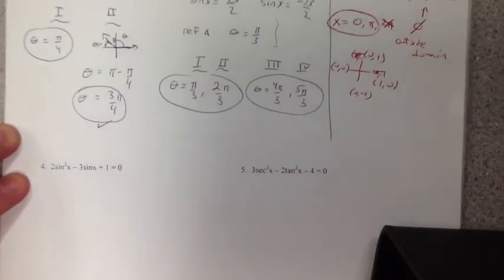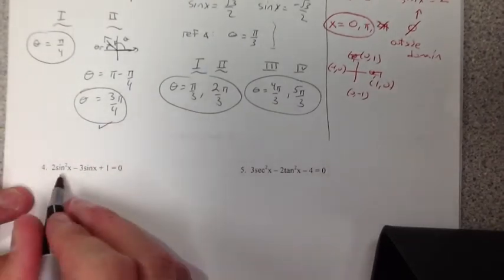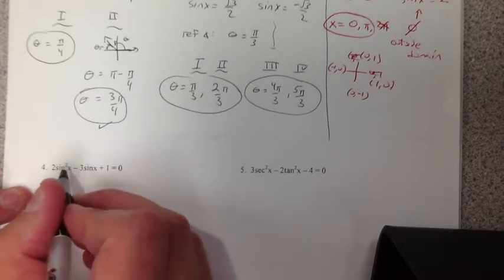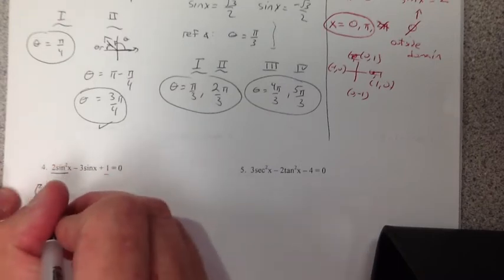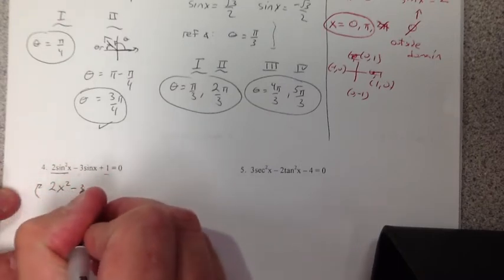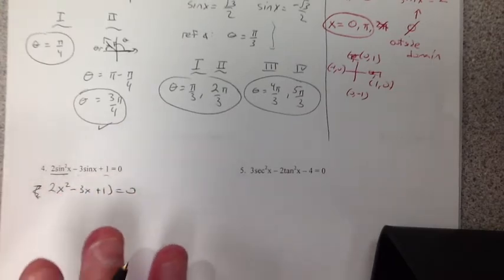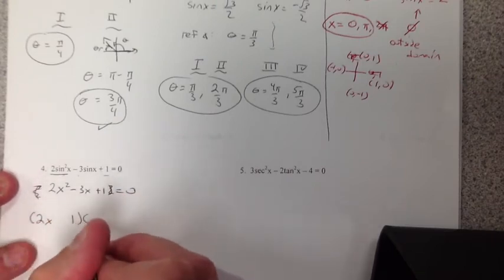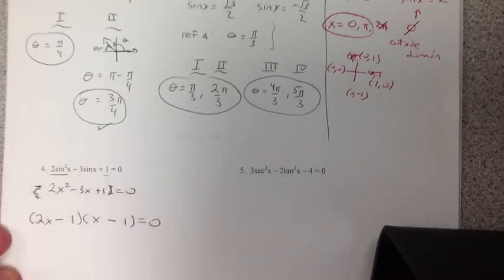Now, number 4 is an oldie but a goodie. We like number 4 down here. So if we can take a look at that one together. We have 2 sine squared of x minus 3 sine x plus 1. We're going to have to factor, okay? It's not too bad. If you need to, rewrite this as 2x squared minus 3x plus 1. Sometimes it's easier to factor using x's and not using the sines. This becomes 2x minus 1, x minus 1, both negative, equal to 0.